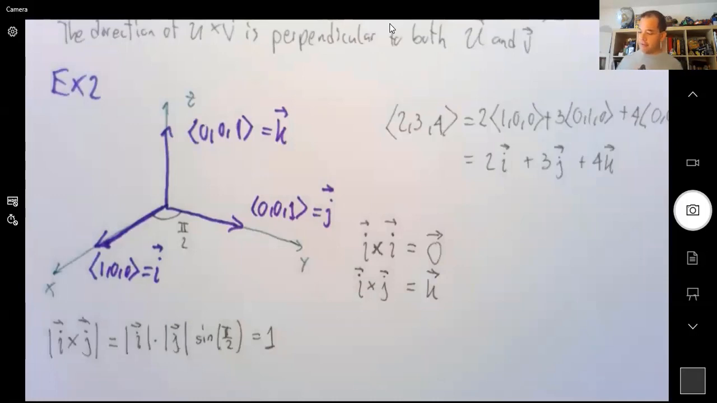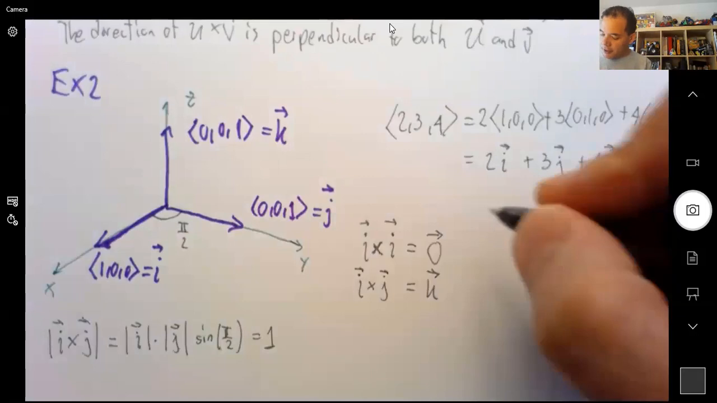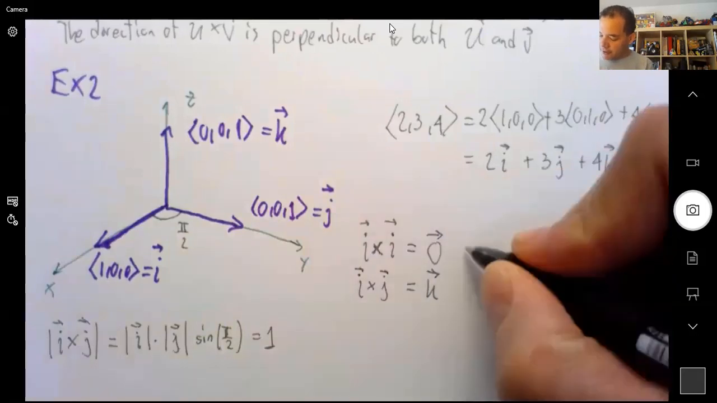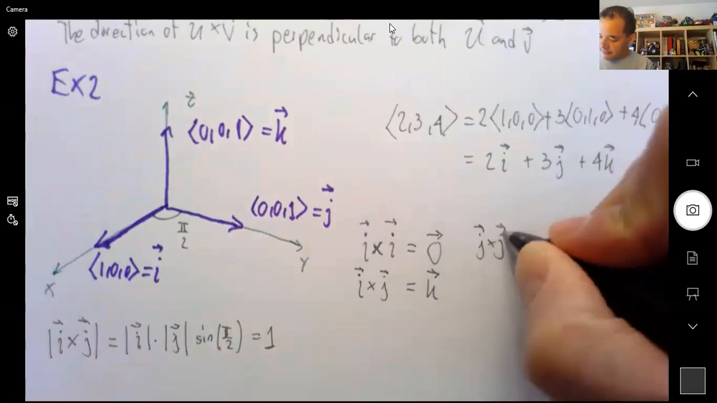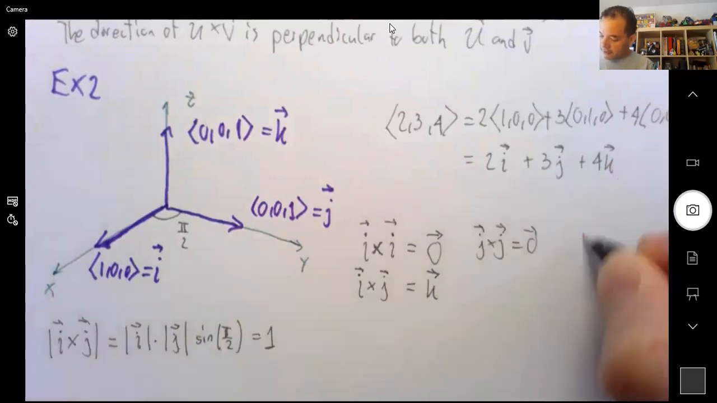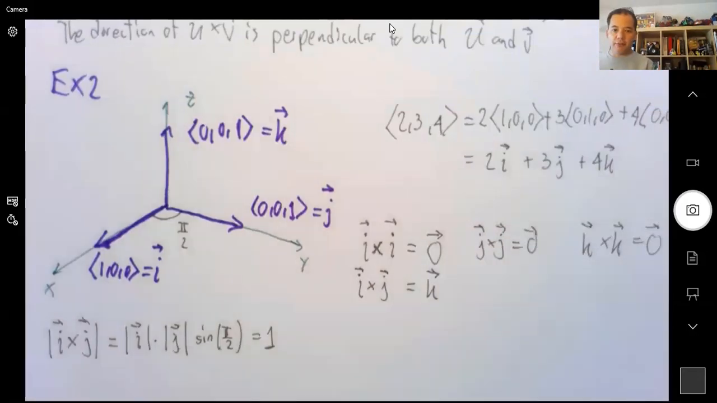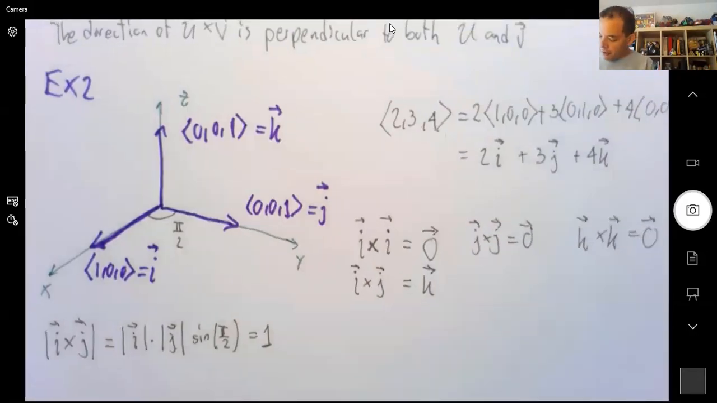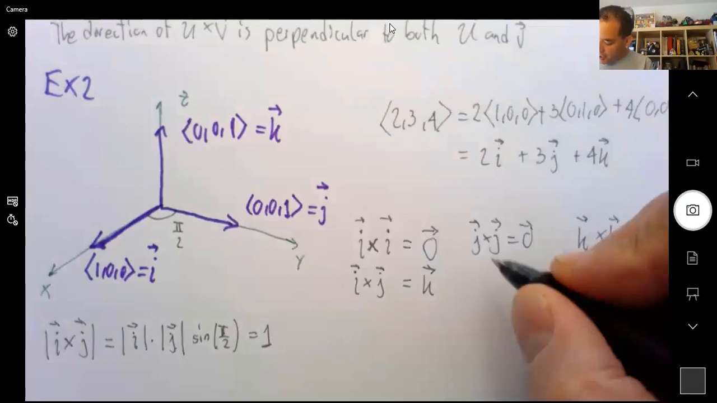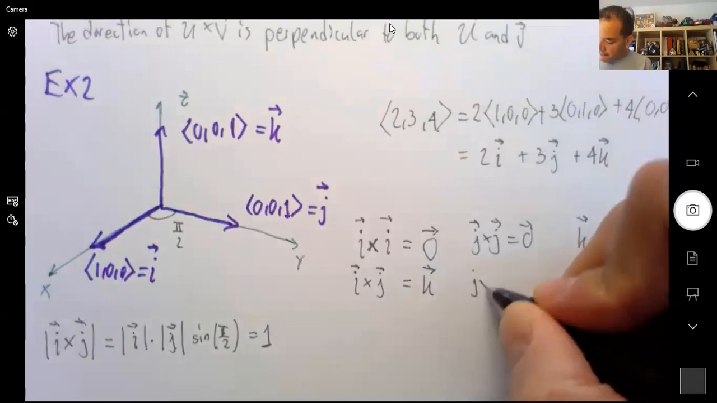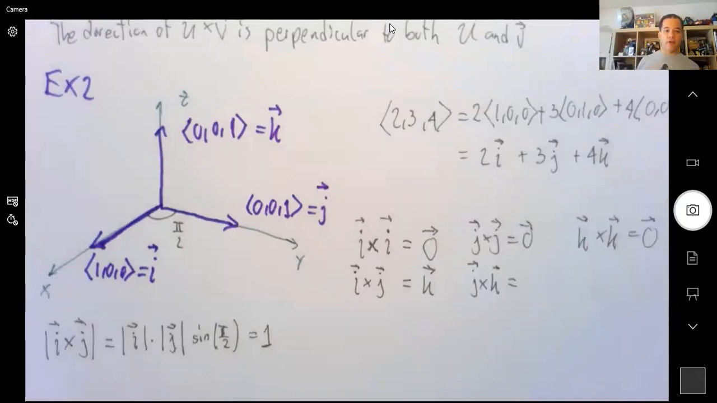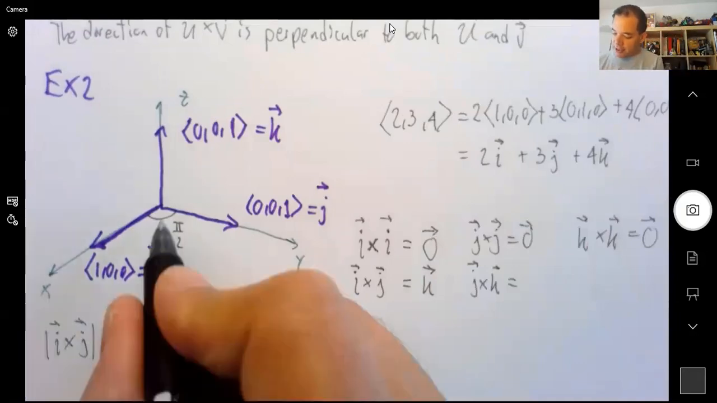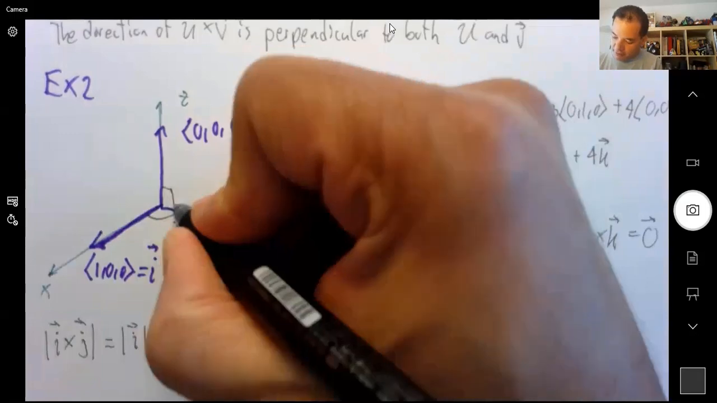And this is kind of neat because it allows us to do a few others in a similar way. So of course, j cross j will be 0, and k cross k will be 0. That's the same thing, right? Any vector with itself, you get 0. But now, what happens if I do j cross k? Let's try to figure that one out. j cross k. So first of all, the angle between j and k is also 90 degrees, right?